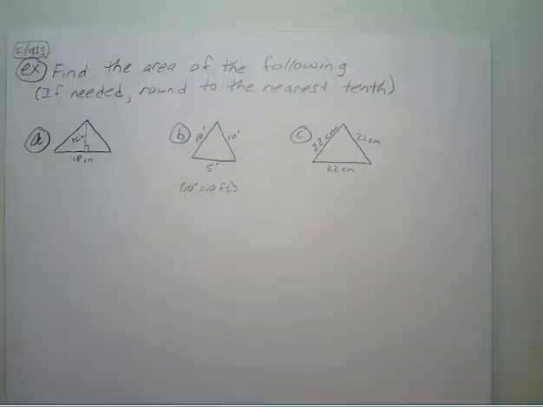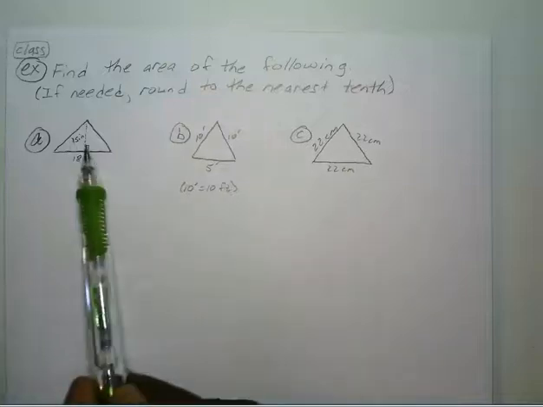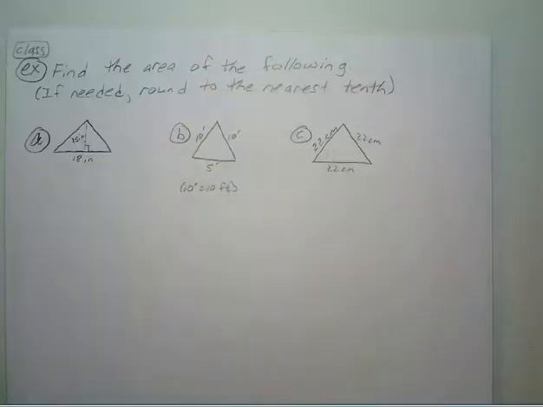Okay, so we want to find the area of the following triangles. Remember, the area is just the amount of space on the inside. And if you have to, round it to the nearest tenth. If it's a whole number, of course, you don't have to do that. But if it's a decimal answer, you want to round it to the nearest tenth.